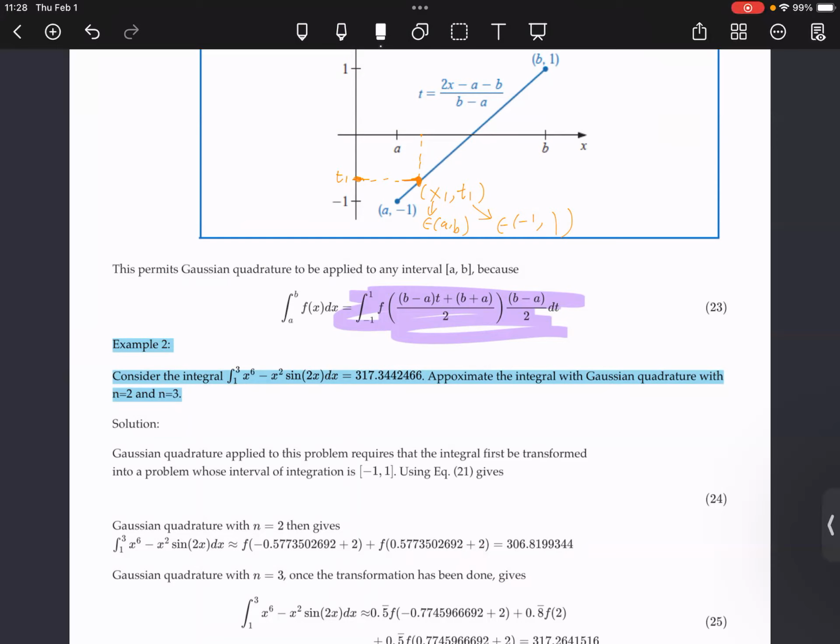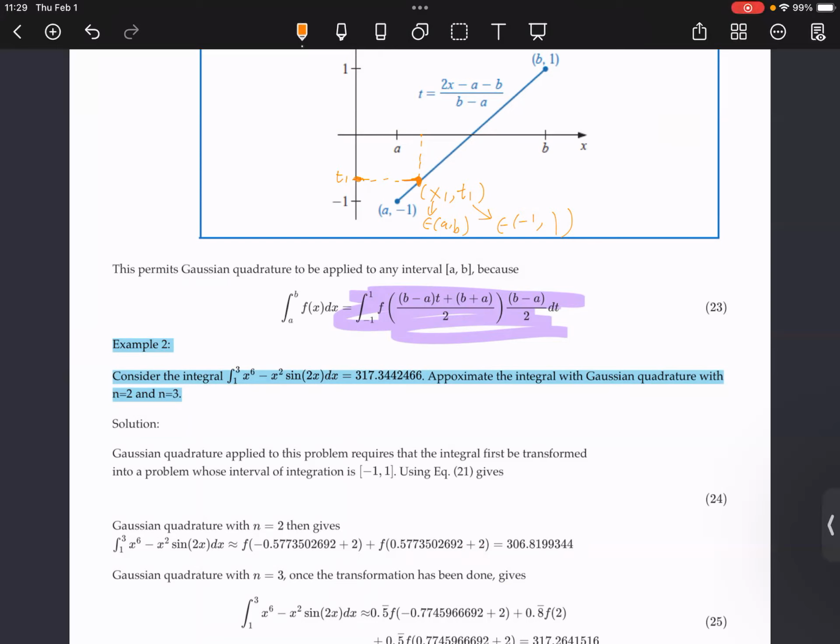We've got the formula here, and we are going to use it to get the Gaussian quadrature rule on this interval from 1 to 3. I'm not going to make you read these slides. Let's try it out one by one.